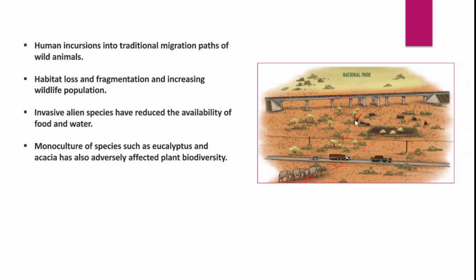In fact, human settlements are also another major reason for increasing human wildlife conflicts. Human incursions into the traditional migration paths of these wild animals is another reason. For example, imagine this is a migration path of elephants. This can be considered a human incursion into the traditional migration path of animals, and we are interfering in their migration patterns and in the habitat of these species, and that leads to human wildlife conflict. Another very important reason is habitat loss and fragmentation, and even increasing wildlife population.